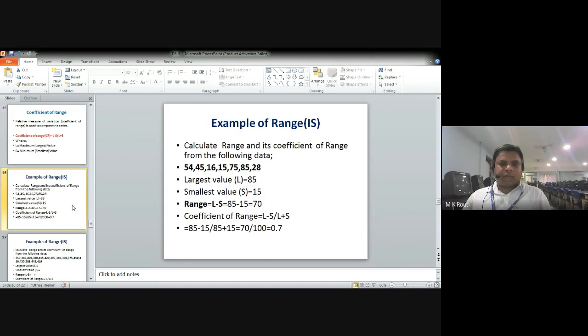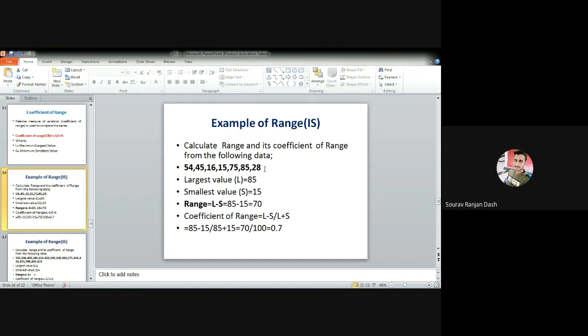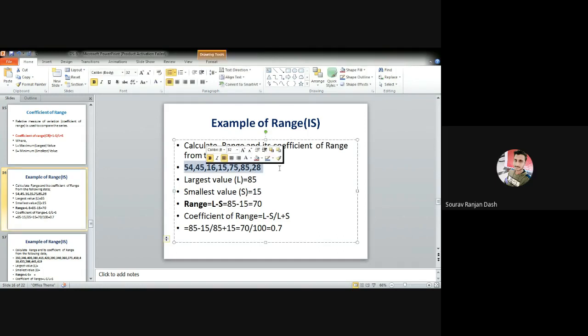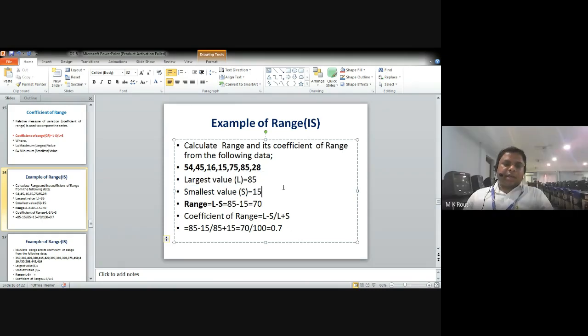Moving to solve an example in case of range. Calculate the range and its coefficient of range from the following data: 54, 45, 16, 15, 75, 85, 28. Which is the highest value in this individual series? 85. And which is the smallest value? 15. So the range is L minus S, that equals 85 minus 15, which equals 70.